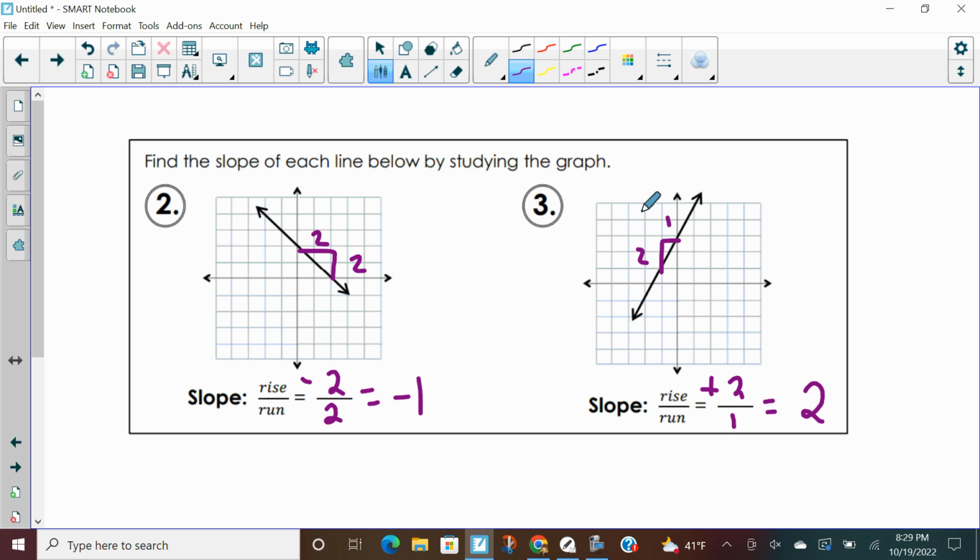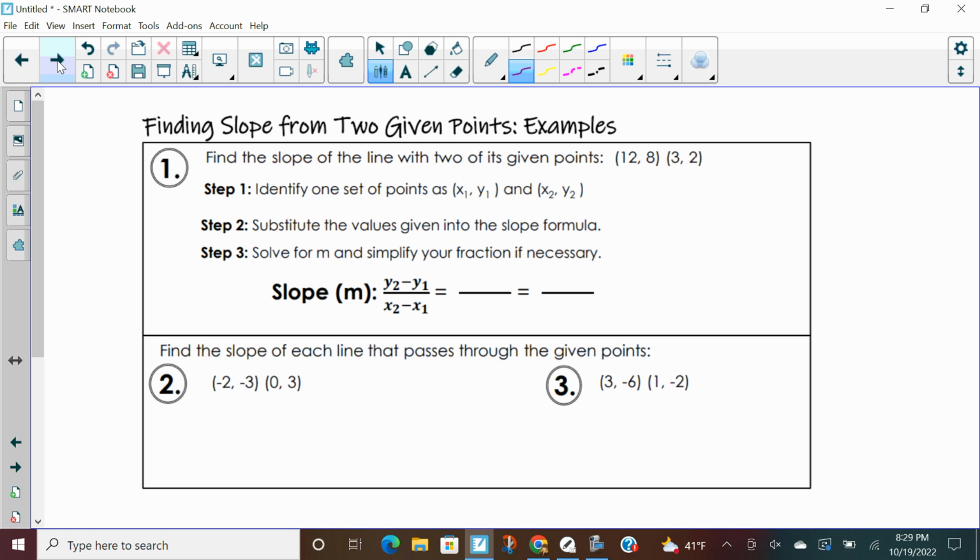All right, finding slope from 2 given points example. So find the slope of the line with 2 of its given points. So identify one set of points as x1 and y1 and x2 and y2. Okay, so I'm going to do that. This is x1, y1. This other one's going to be x2, y2. Substitute the values into the slope formula, solve for m, and simplify your fraction if necessary.